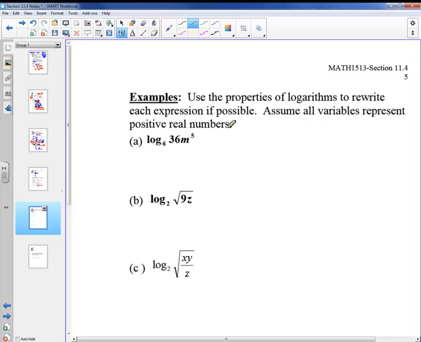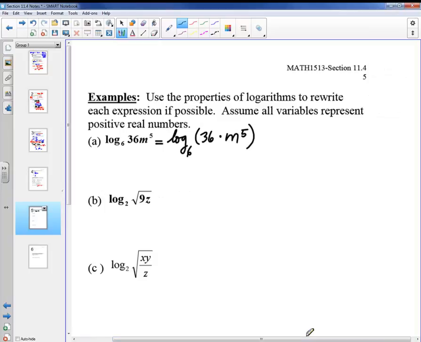Okay, so the first thing we need to do is realize that log base 6 of 36m to the 5th really means log base 6 of 36 times m to the 5th. So it's a multiplication, it's a product, so then we use the product rule and change it into a sum of two logs. So we have log base 6 of 36 plus log base 6 of m to the 5th. And the first thing that catches my eye here is that 5. So I know with the power rule that's going to go in front.